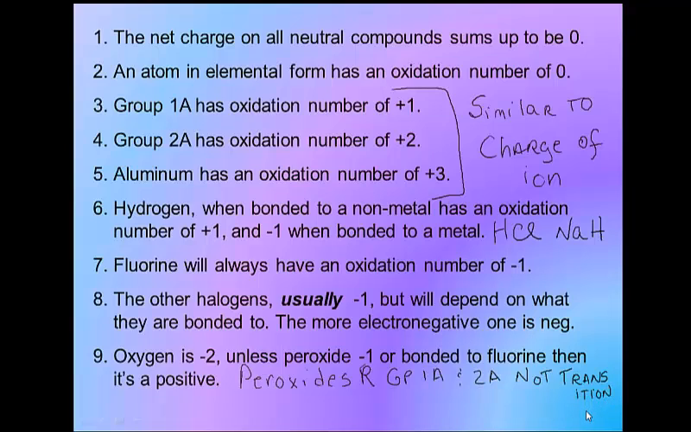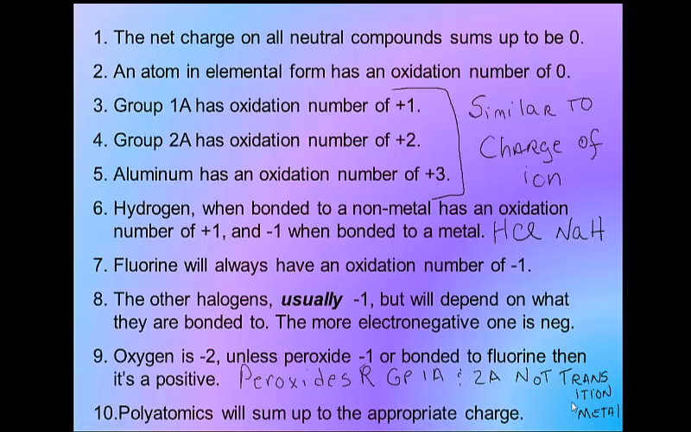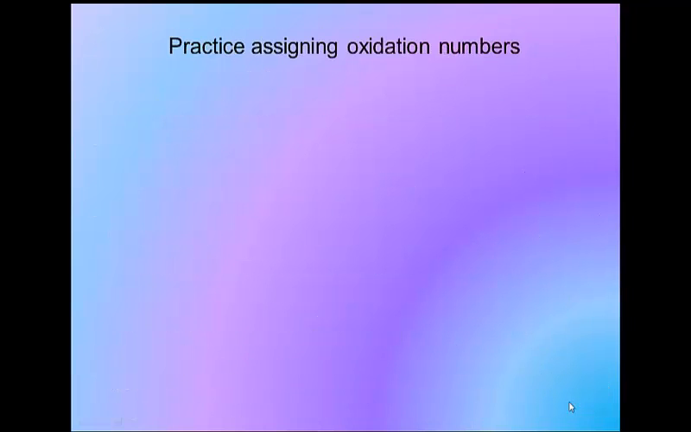So if you see CrO2, that's not a peroxide. And then finally, the polyatomics: the oxidation states of each element in a polyatomic must sum up to the charge of the polyatomic. Okay, so we're going to do a little practice of assigning oxidation numbers.